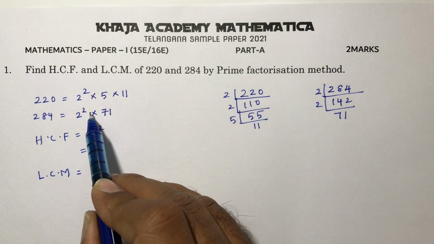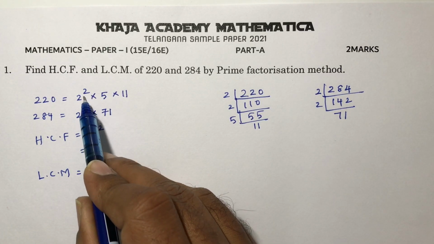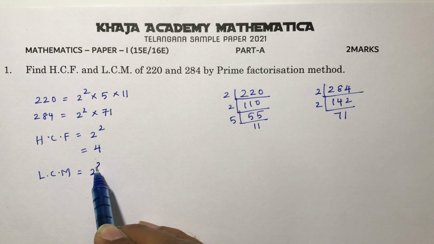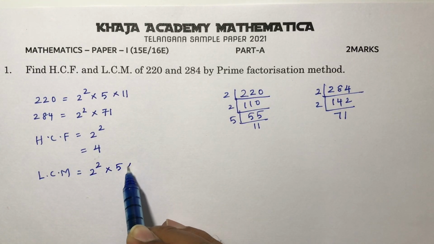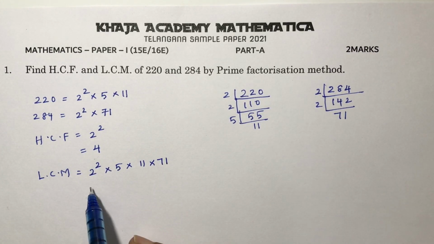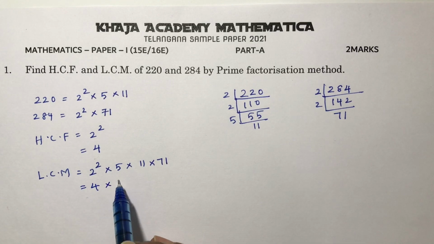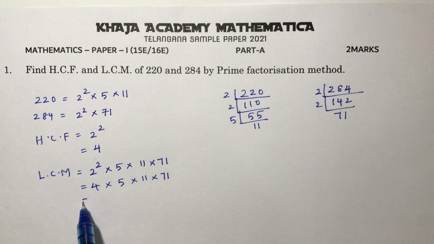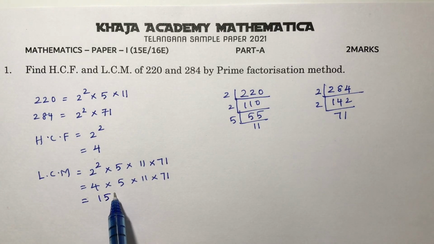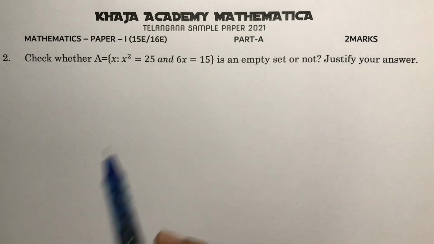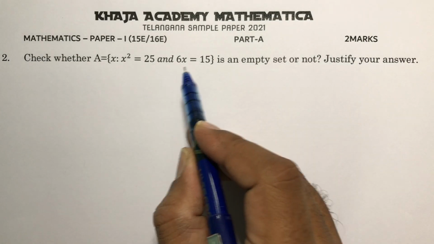You should write all the factors, and when you have something common, select the highest one. But here 2 square is common, so 2 square into 5 into 11 into 71. So 2 square is 4 into 5 into 11 into 71. If you multiply these values, 15620. So LCM is 15620.